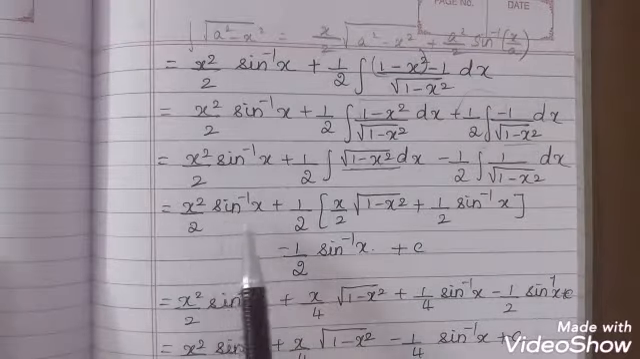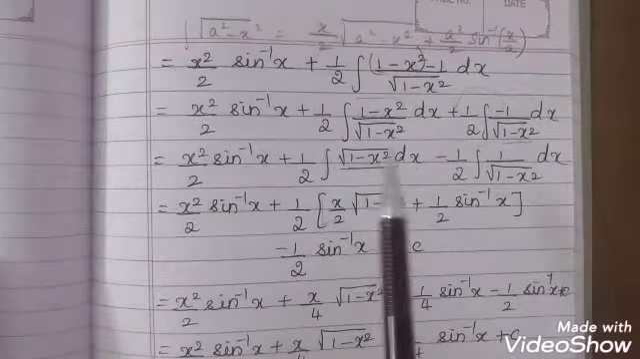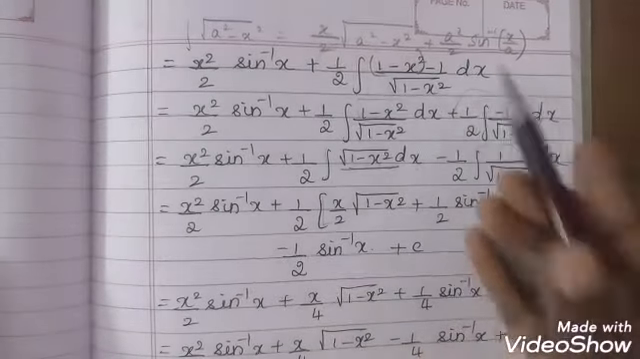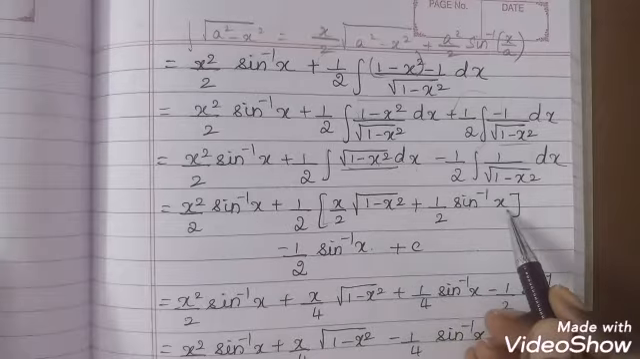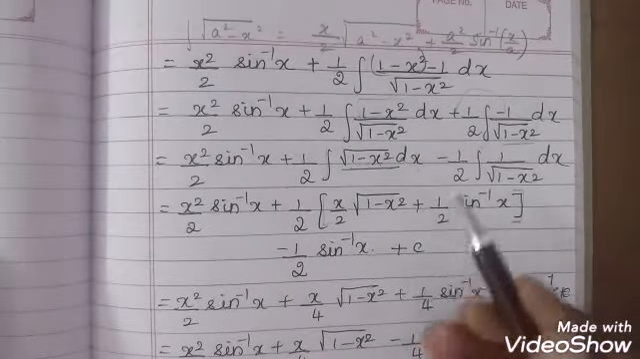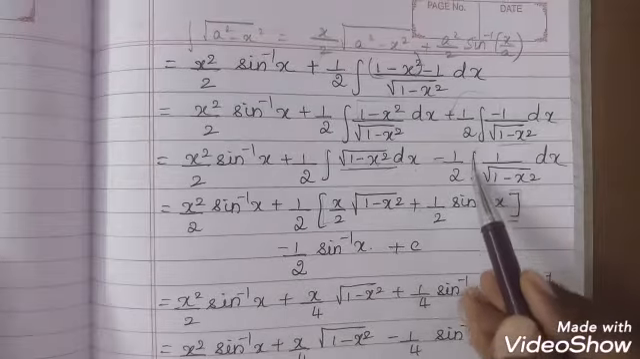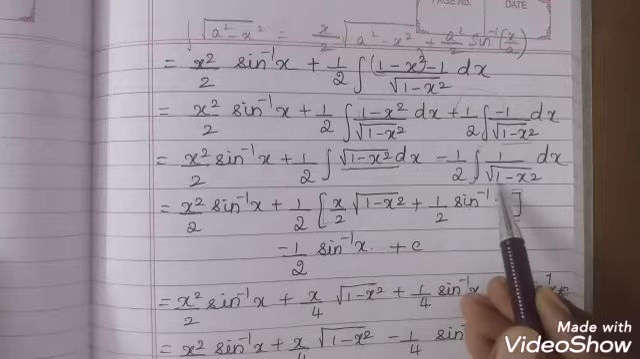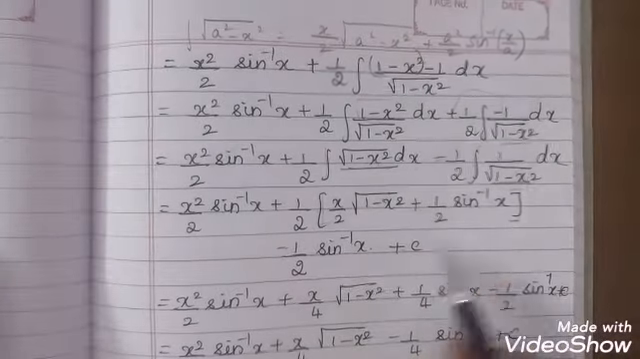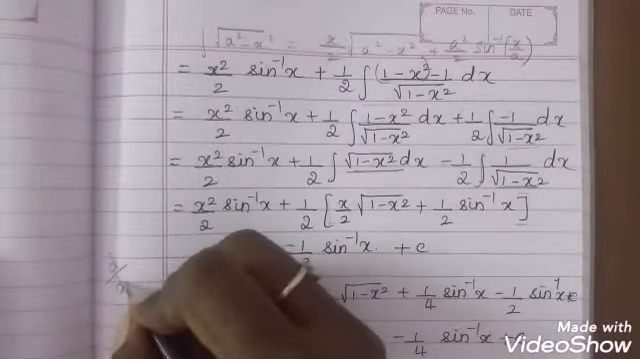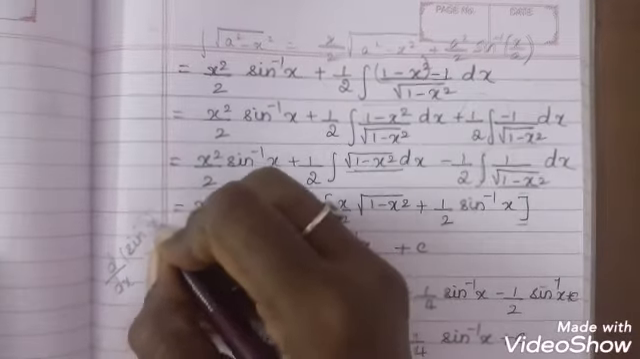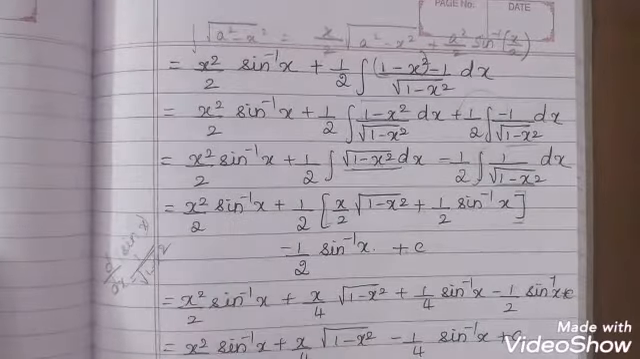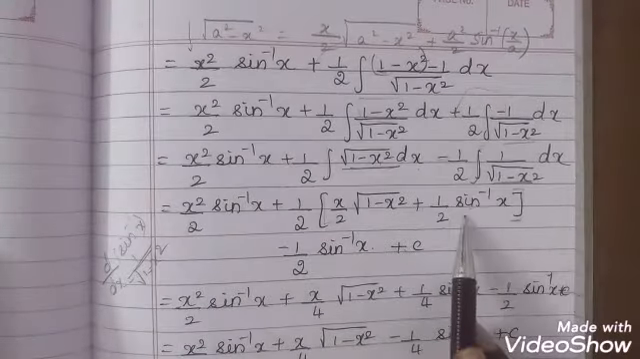So it is x squared by 2 sine inverse of x plus 1 by 2 into x by 2 into square root of 1 minus x squared plus a squared by 2 into sine inverse of x, where a squared is 1. Close the bracket. Now minus 1 by 2 into the integral of 1 by square root of 1 minus x squared, which is equal to minus 1 by 2 into sine inverse of x plus a constant. You know the differentiation of sine inverse of x is 1 by square root of 1 minus x squared, so the integral of 1 by square root of 1 minus x squared is sine inverse of x.